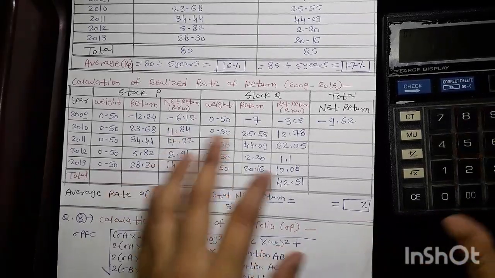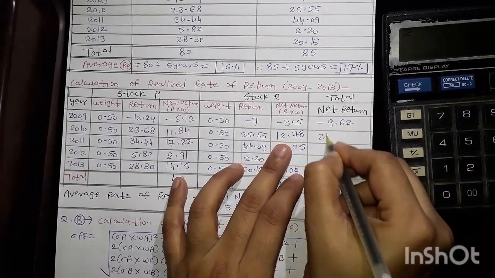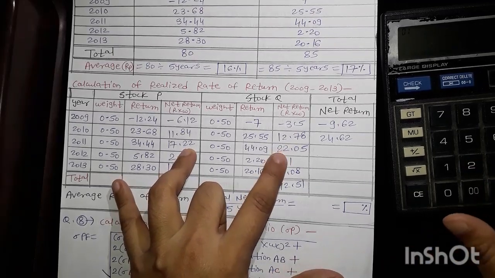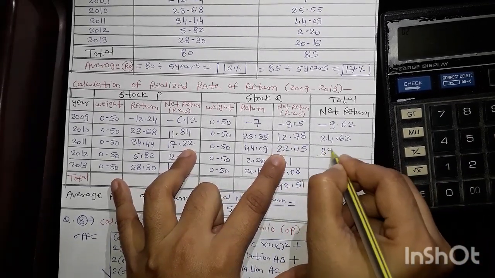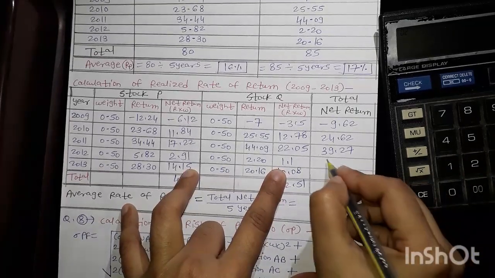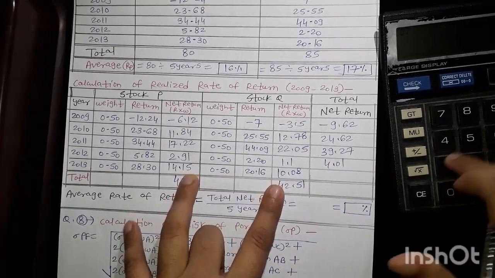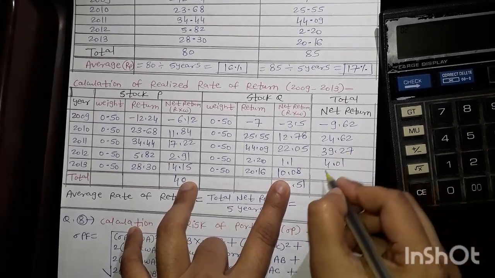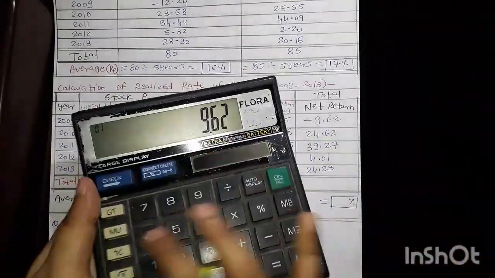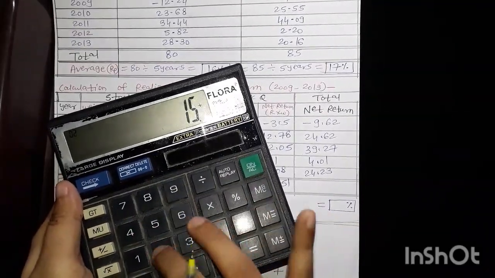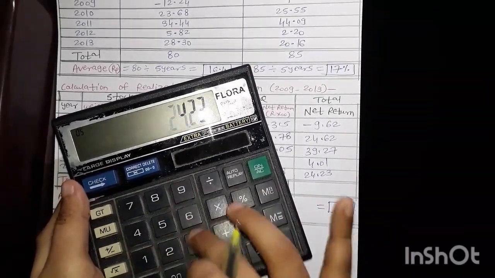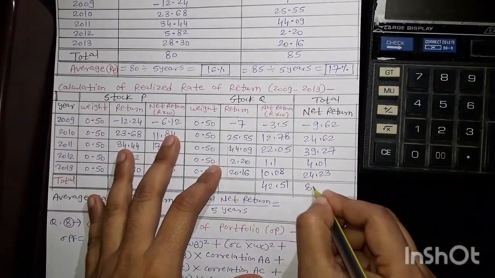So 11.84 plus 12.78, so 24.62. After that this 17.22 plus this 22.05, so 39.27. After that 2.91 plus 1.1, that is 4.01. Next 14.15 plus 10.08, so 24.23. Basically we still have to take just the total. So 9.62, which is in minus, plus 24.62 plus 39.27 plus 4.01 plus 24.23. So we got the total 82.51.